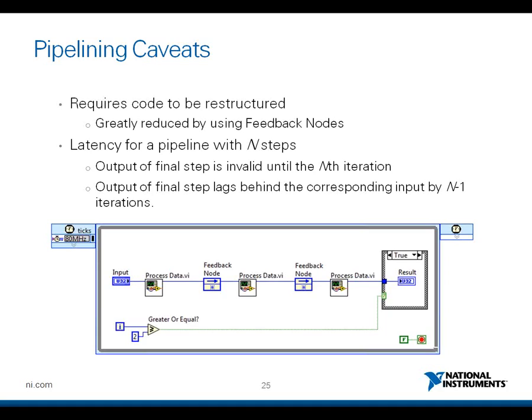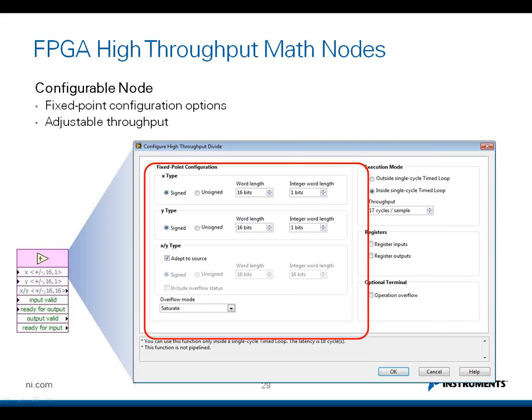So let us know something more about FPGA high throughput math nodes. There are additional configuration options in most of the high throughput math nodes. For example, you can configure the encodings, word lengths, and integer word lengths of the input and output terminals, whether to add internal registers for function inputs and or outputs, and the minimum number of cycles between 2 successive values of valid input data. Throughput and latency may change with data types. And we cannot generate graphical code from high throughput math nodes.